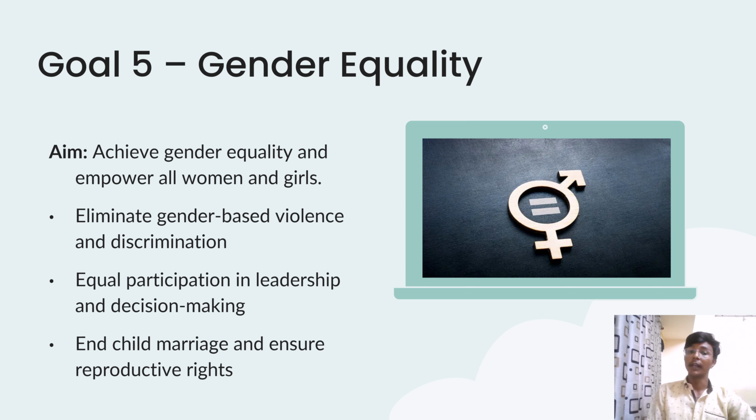End child marriage and ensure reproductive rights. Yeah, guys, this is a main thing that happens in India, more in Rajasthan, we come to know. Child marriages should be avoided. When she is below 18, they marry her and send her to her in-laws' house. That should not be done.